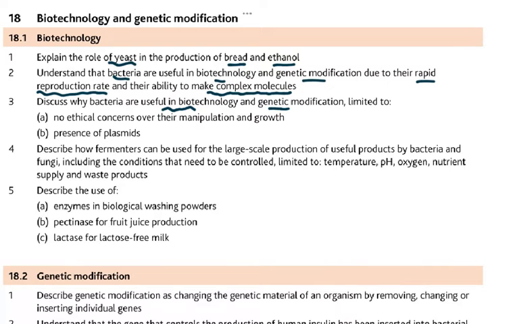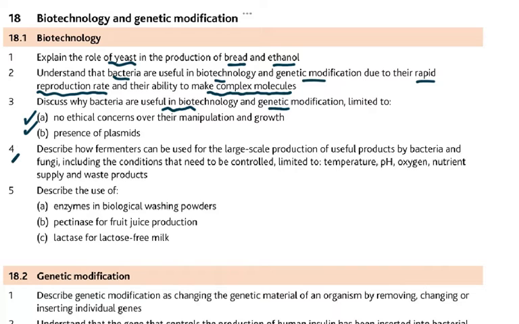Limited to, number one, there are no ethical concerns. So there are no religious issues, no ethical issues saying that we shouldn't use bacteria, just like there are animal rights concerns. So there are no ethical concerns over the manipulation and growth of bacteria. So we can do anything. We can manipulate them, we can grow them easily. Not a very nice thing, but we can. And then, of course, the presence of plasmids. So what are plasmids? We'll talk about that.